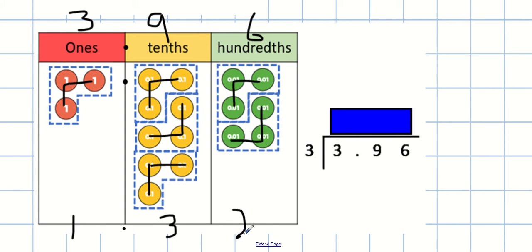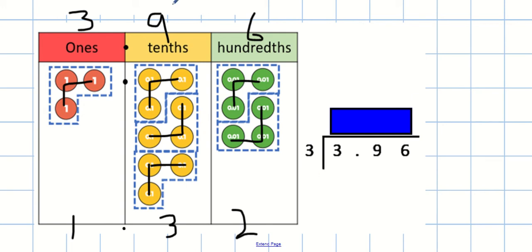I've made my answer, haven't I? I've split my 3.96 into groups of 3, and my answer is 1.32. And that's how I can do it in a place value chart. But let's have a think how I might do it on my bus stop.